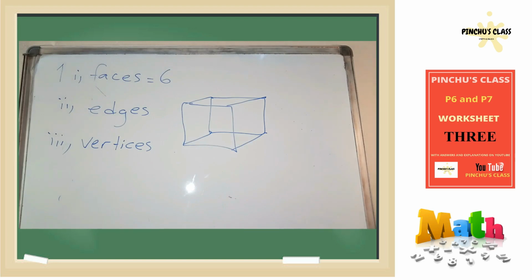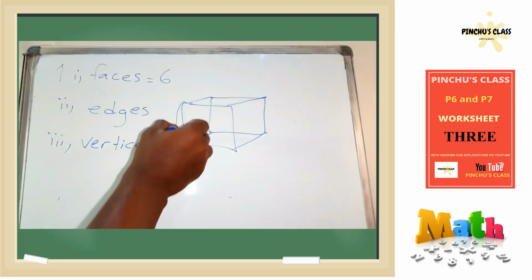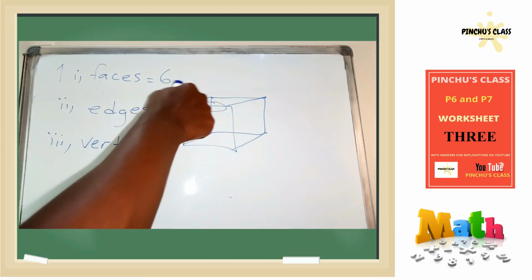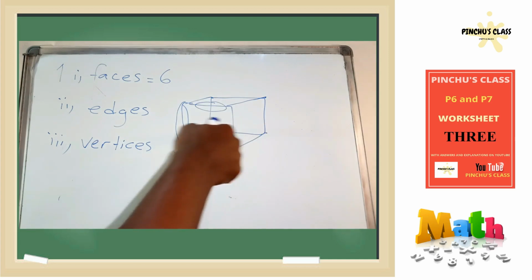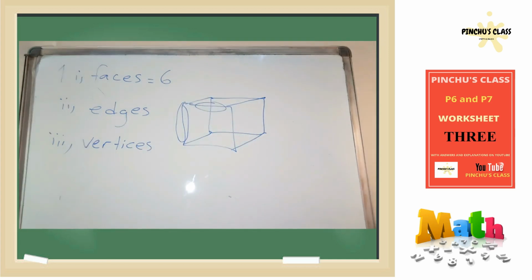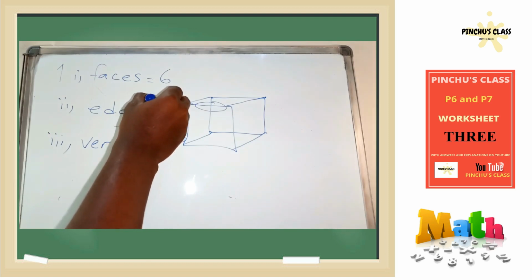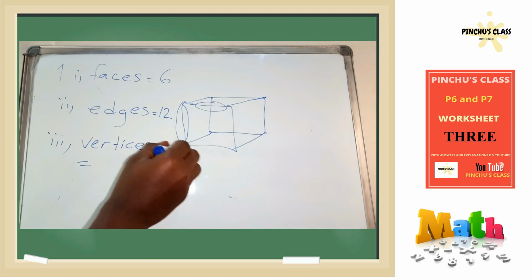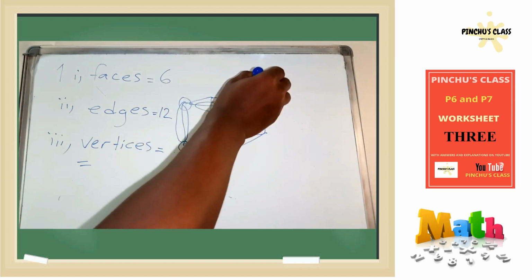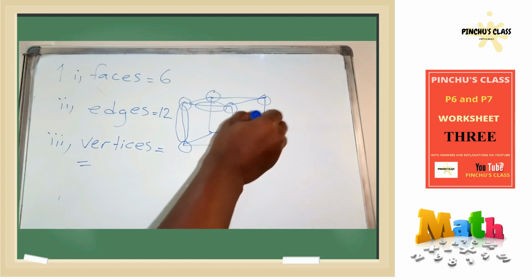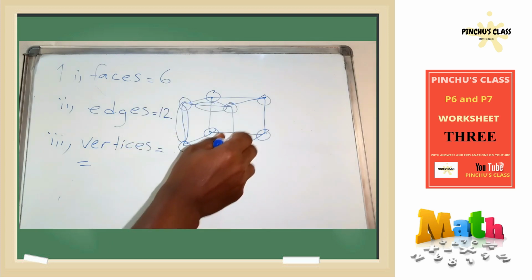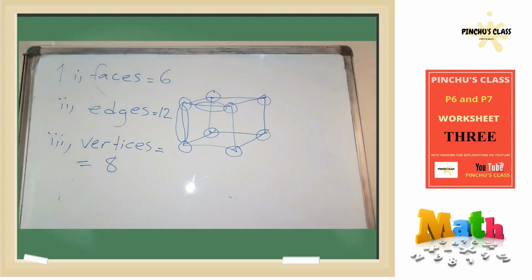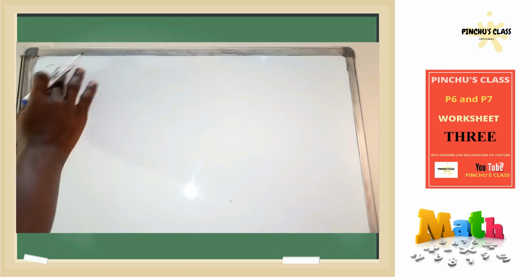Okay, and then when they say the edges, these are the lines here. So let's count them: 1, 2, 3, 4, 5, 6, 7, 8, 9, 10, 11, 12. So they are going to be 12 lines, 12 edges. And then the vertices. The vertices means these corners here. These corners are the vertices. So how many are they? They're 1, 2, 3, 4, 5, 6, 7, 8. There are 8 vertices. Let's go to number 1b.